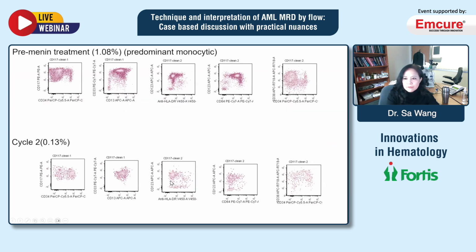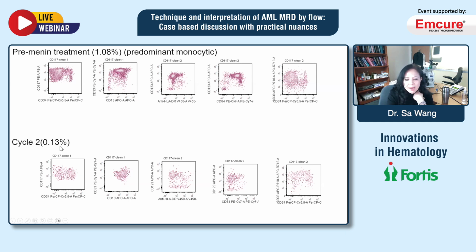However, if you look at the immature cells, this is the CD117, the pre-Menin inhibitor, is 1.08%. They are predominantly CD117 positive, very few CD34. They also have no HLA-DR, and a very bright CD123, and also very low CD38, right?